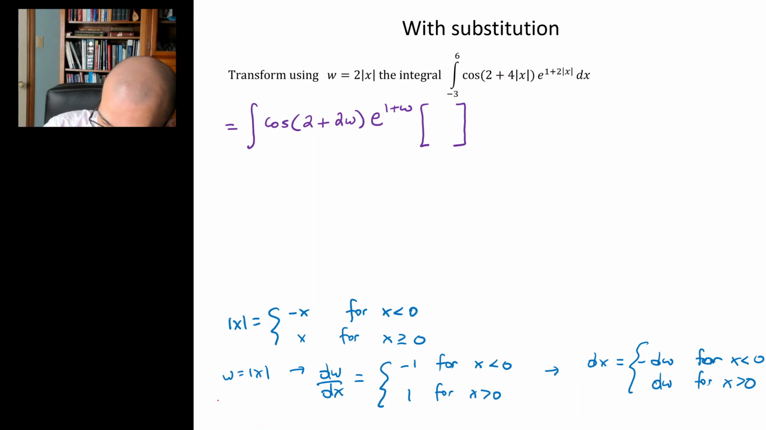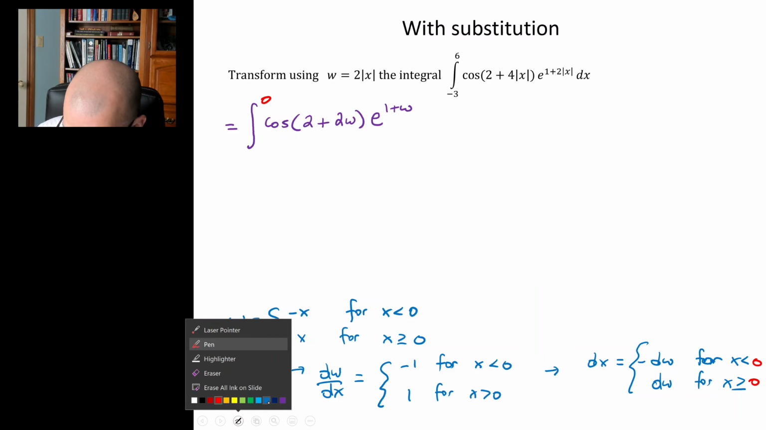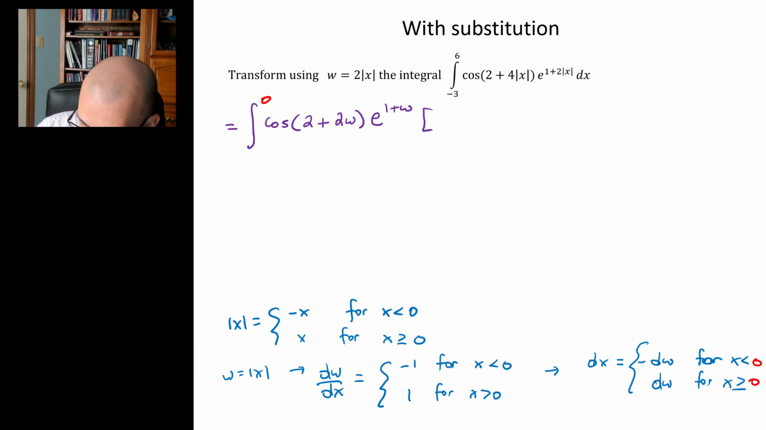I'm going to go from negative 3 to 0. Well, not necessarily negative 3. We have to worry about the bounds as well. And then the dx gets replaced by negative dw in the first region, since we're going from -3 to 0, so we're in the negative x region.